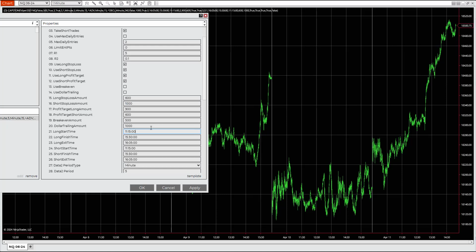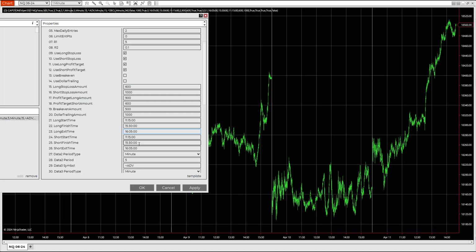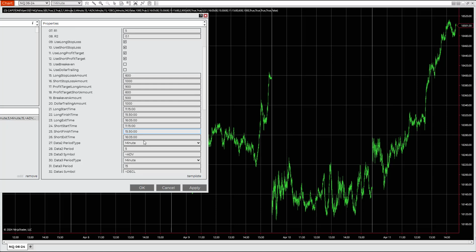Entry times: you wait out the first hour and 45 minutes of trade. These are based on Eastern Standard Time. They automatically adjust to whatever time zone your computer is on. We sit out the first hour and 45 minutes, which has been notably choppy. We then take trade entries all the way till 15:30, and then exit by 4:05. And so you also see additional datas.